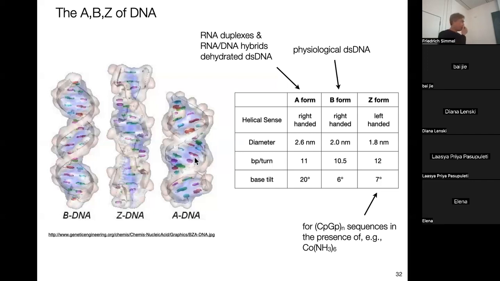Also, RNA-DNA forms these duplexes, and also B-DNA transforms to A-DNA, I think, when it's dehydrated and under certain solvent conditions. The important point is that both are right-handed helices, so the DNA strands go like a right hand around the helix axis. Whereas there's one version that is actually left-handed, that's the Z-DNA, that only occurs for certain sequences under certain buffer conditions. But normally, B-DNA and A-DNA are right-handed helices.